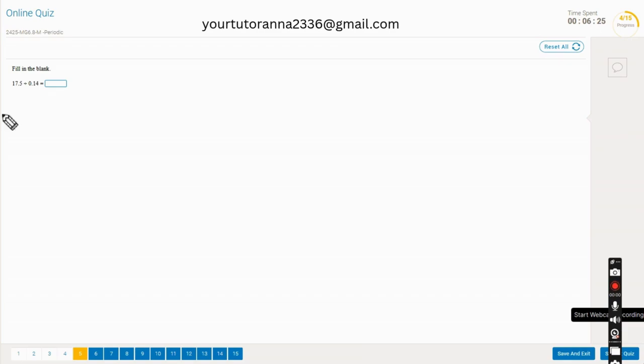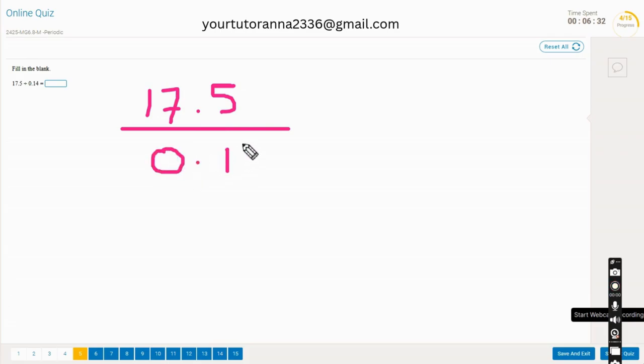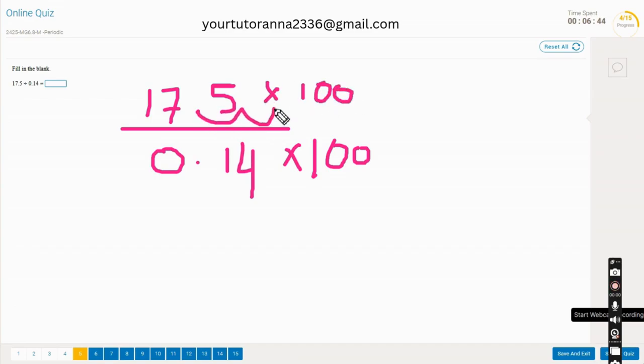Now here, 17.5. I know a lot of students struggle with this whenever they have two decimals, so 17.5 and 0.14. Now, write it like this and then multiply here by 100. Now, why am I multiplying here by 100? So I can take the decimal point out and then multiply above by 100 as well. So 1750 over 14. Now, what you can do, you can directly divide them. 1750 divided by 14. You can simplify it, okay?